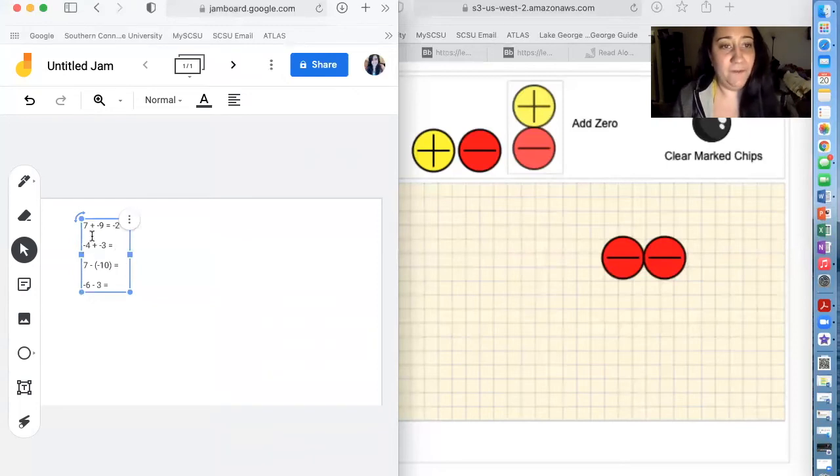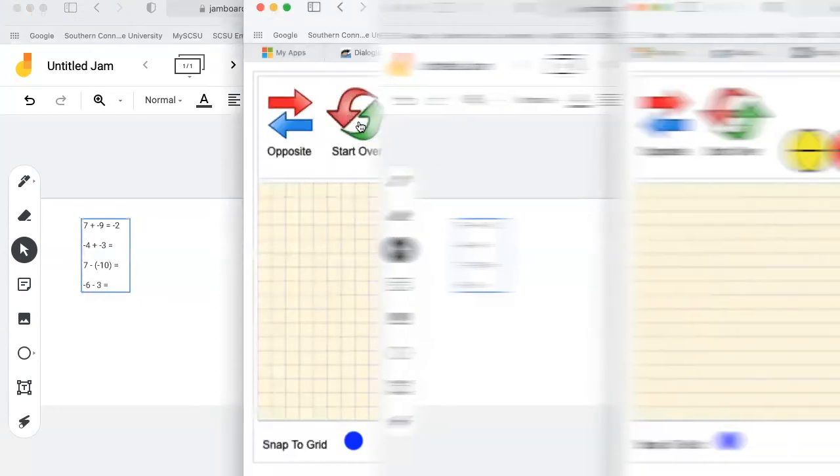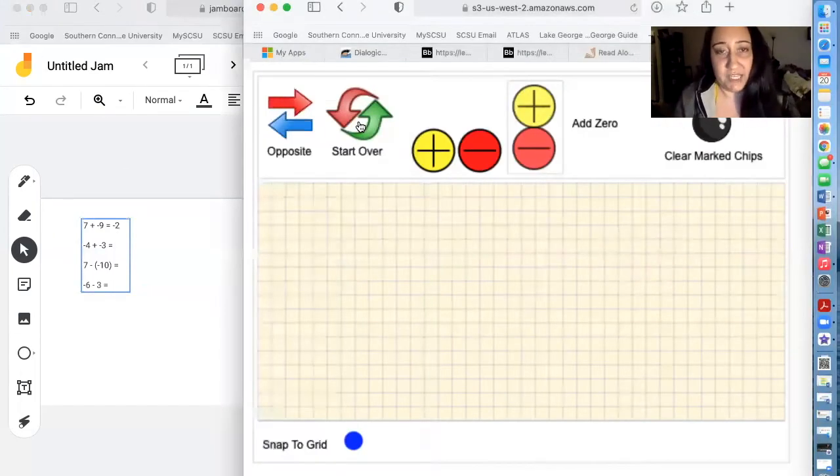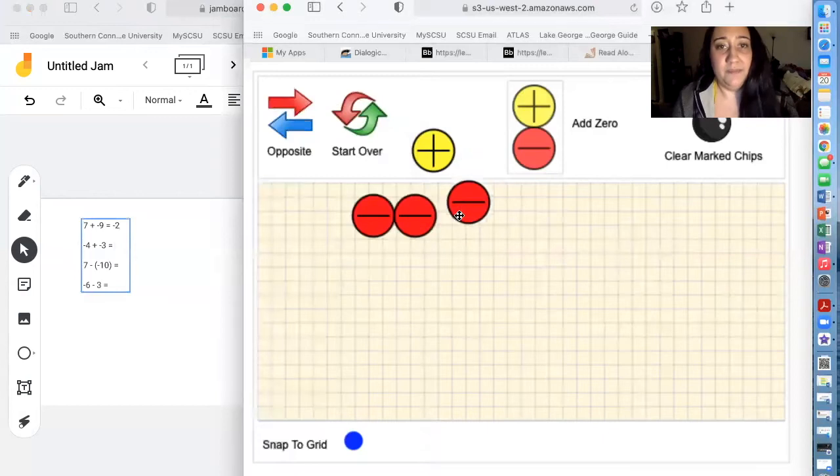So let's try another one. We have -4 plus -3. So I'm going to use the start over button. It clears any chips that you have on the board. And we're going to start with the first number, -4. Line them up. And we are going to add -3.